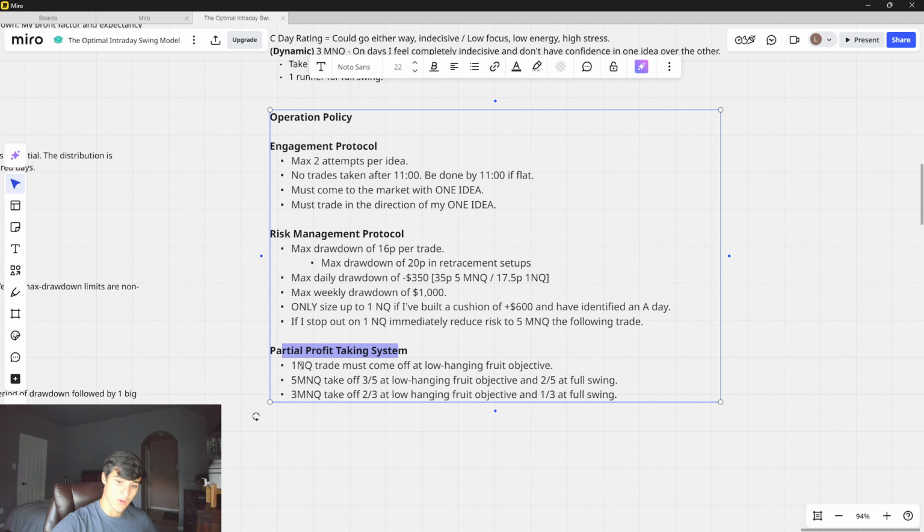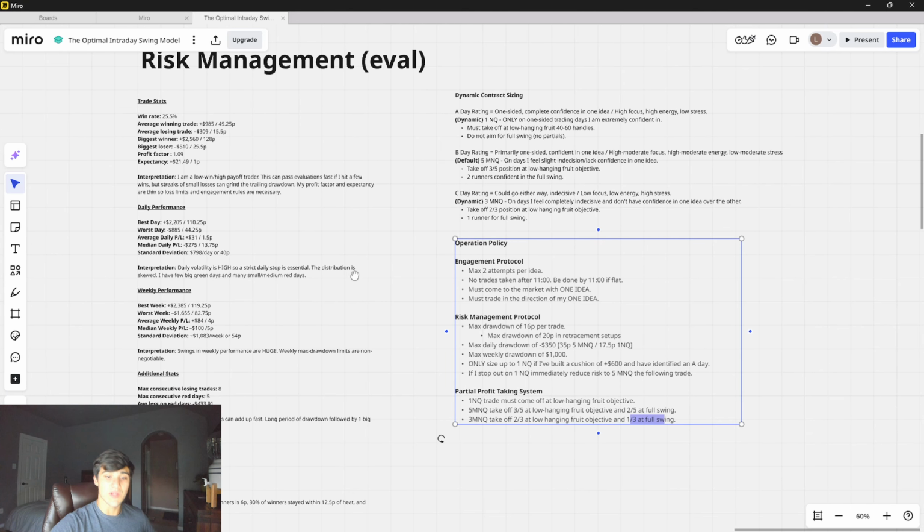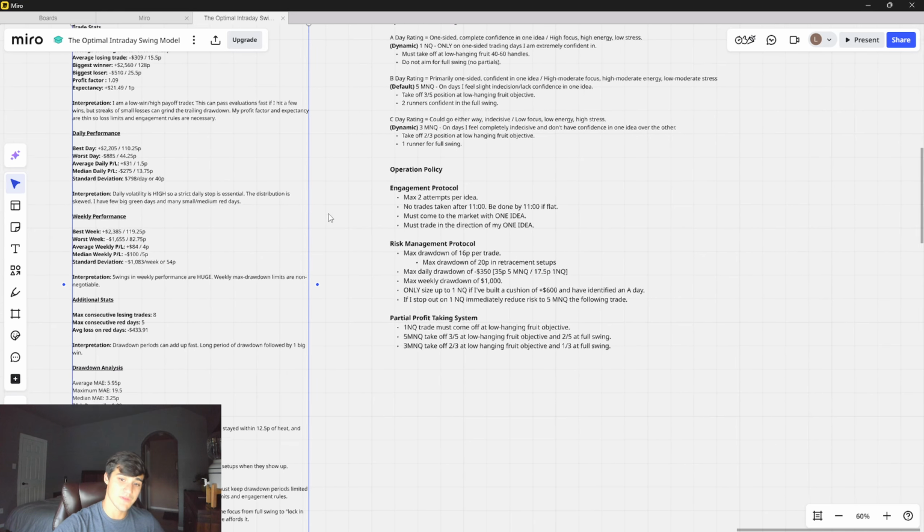If I'm trading 1 mini, the trade must come off at a low hanging fruit objective. I'm not aiming for the full swing at all. If I'm trading 5 micros, I must take off 3/5 of the position at the low hanging fruit objective and 2/5 at the full swing. If I'm trading 3 micros, I take off 2/3 at the low hanging fruit objective and 1/3 at the full swing. So that's going to cover all the risk management that I'm attempting for the eval.